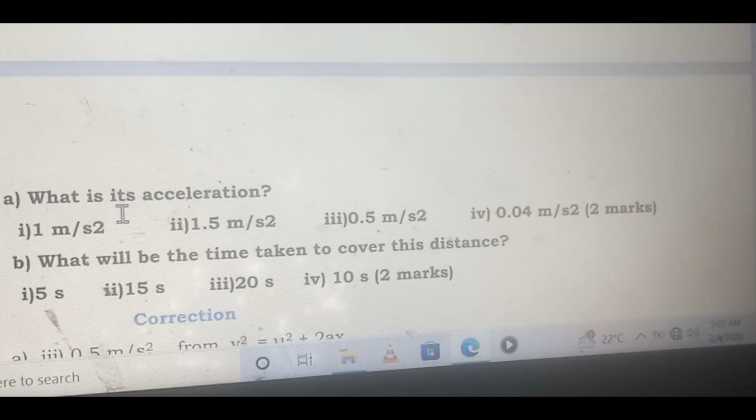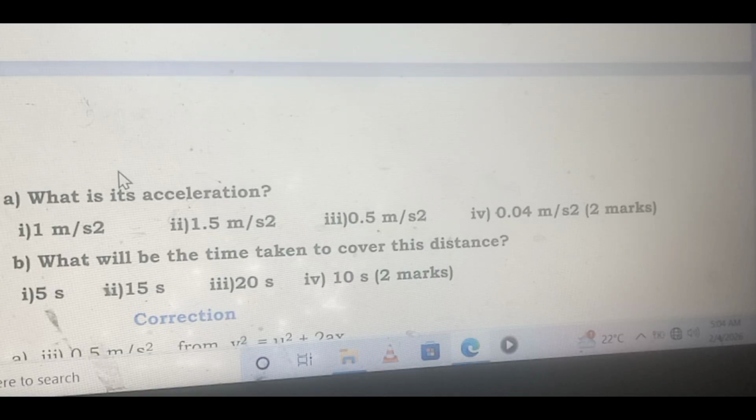As you know, in uniformly accelerated linear motion, we have three formulas. The first formula: final velocity equals initial velocity plus acceleration times time. The second formula: displacement equals initial velocity times time plus 1/2 times acceleration times time squared. The third formula: final velocity squared equals initial velocity squared plus 2 times acceleration times displacement.